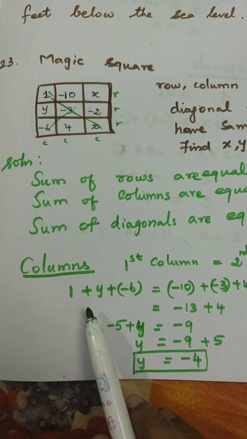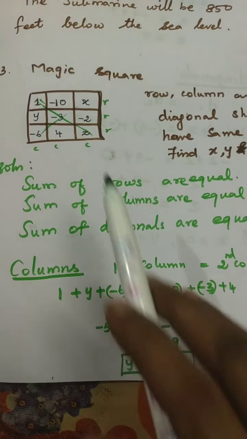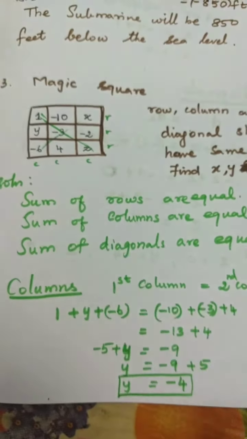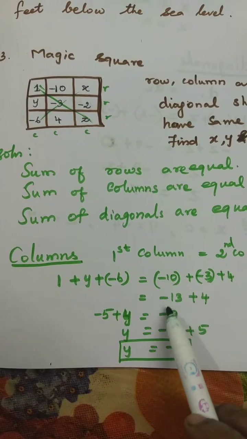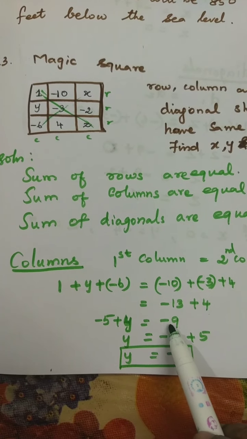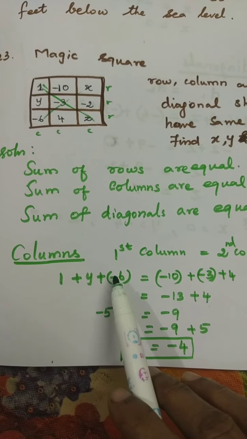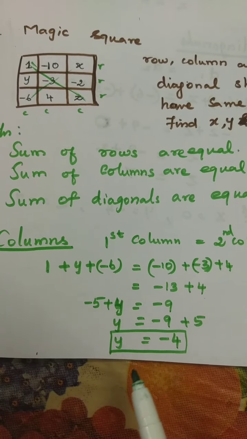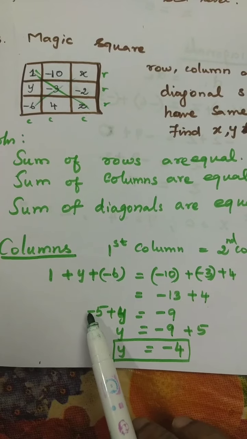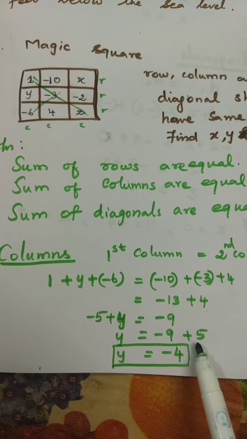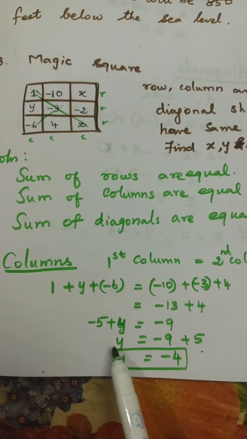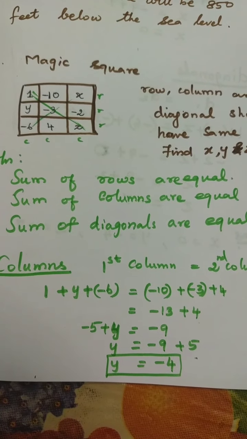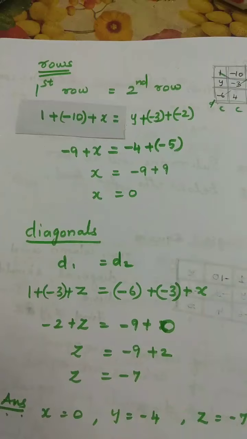So 1 plus y plus minus 6 is equal to minus 10 plus minus 3 plus 4. Then you calculate: minus 13 plus 4 is minus 9. Here 1 plus minus 6 is minus 5. Minus 5 plus y is equal to minus 9. Now you bring this minus 5 to that side, then it will become plus 5. So y is equal to minus 9 plus 5, which is minus 4. So the y value is minus 4.